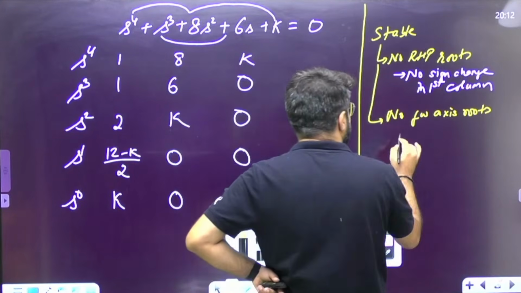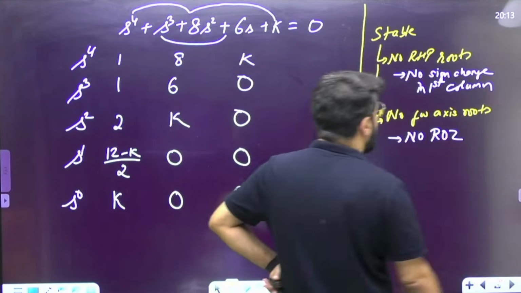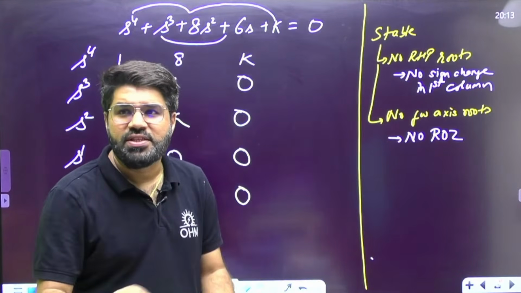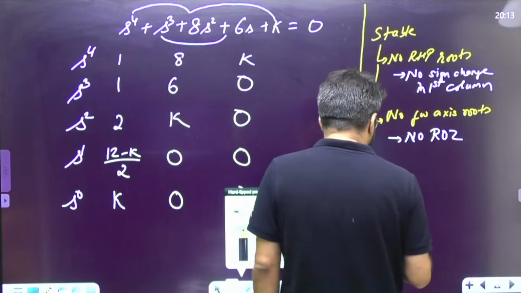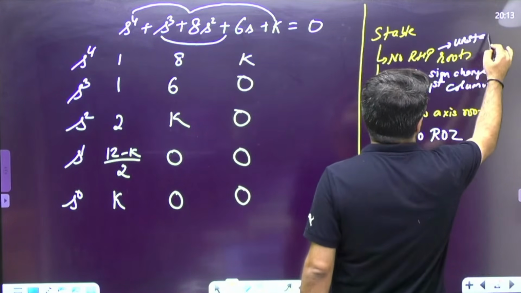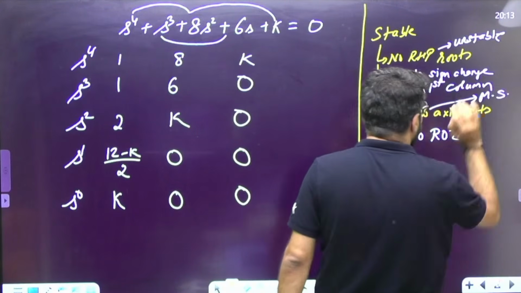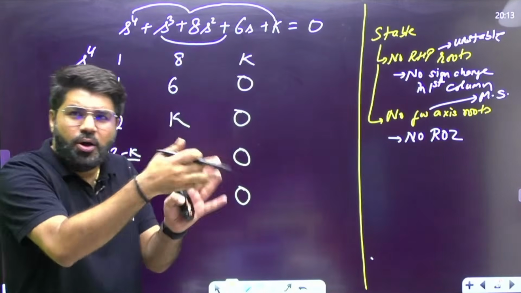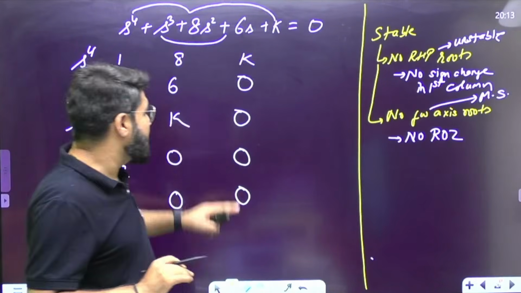That makes the system marginally stable, and j omega roots are possible when there is a row of zeros. So I don't want a row of zeros either. An RHP root means the system will be unstable, and a j omega axis root means the system will be marginally stable, not unstable, but that will be the boundary. Sometimes in the options they will take the boundary value. That is okay, but you cannot at any cost take an RHP root.